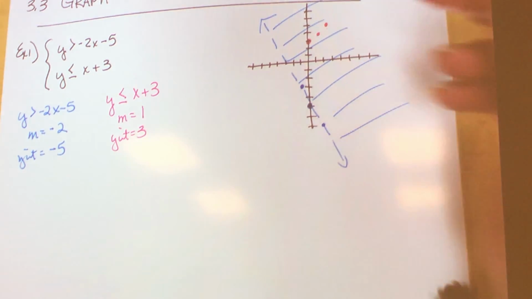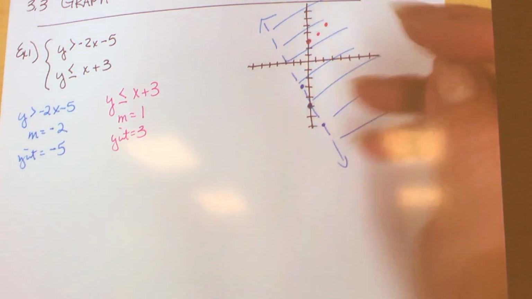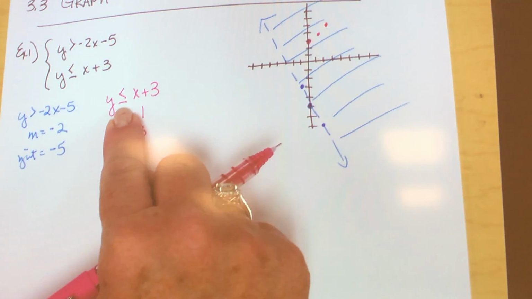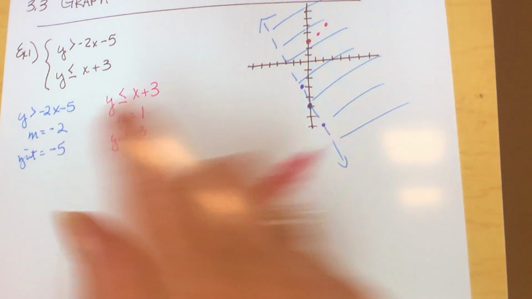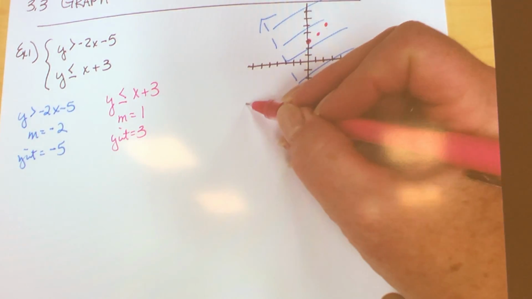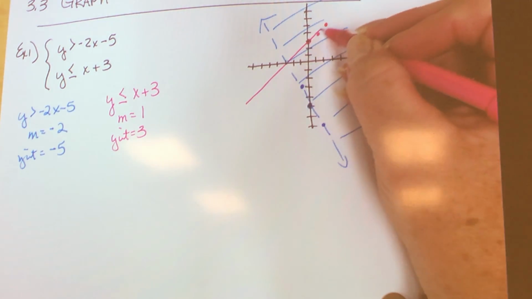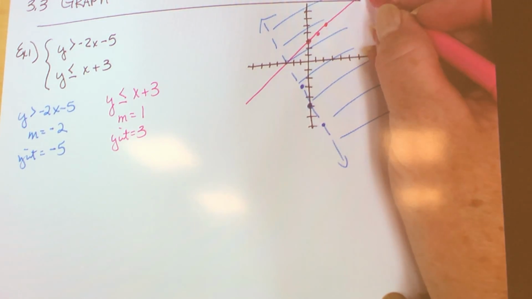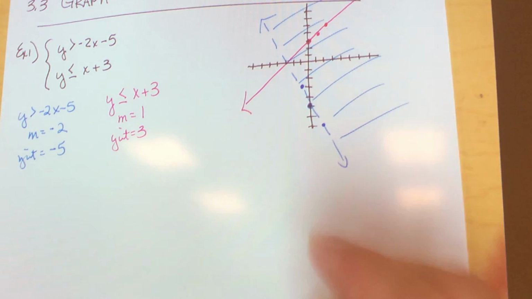Solid. Y'all, your lines are solid or dotted, okay? They're solid if it has an or equal to line. They're dotted if it doesn't, okay? What does a solid line mean? It's included. Yeah, it means it's included in my solution, okay? A solid line means it's included in my solution.